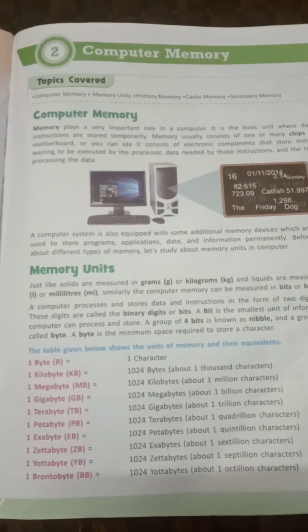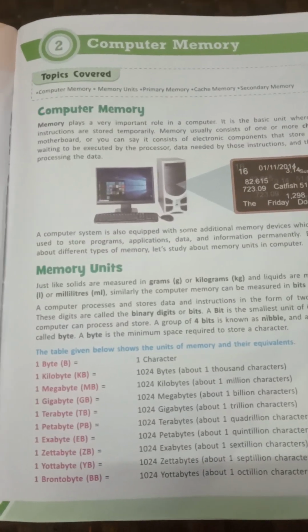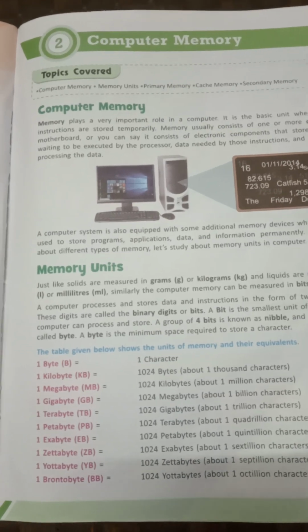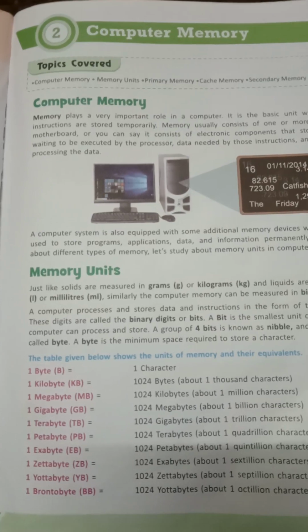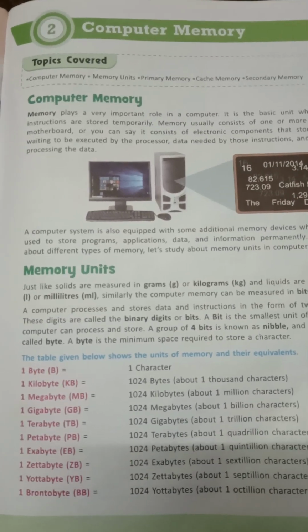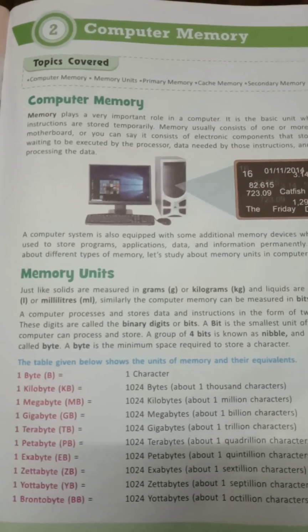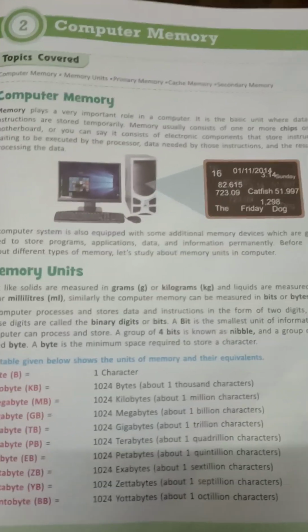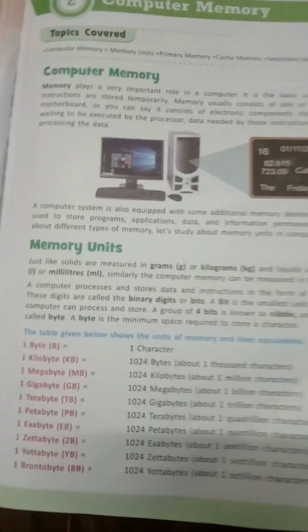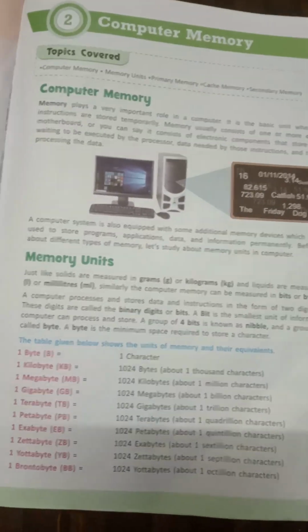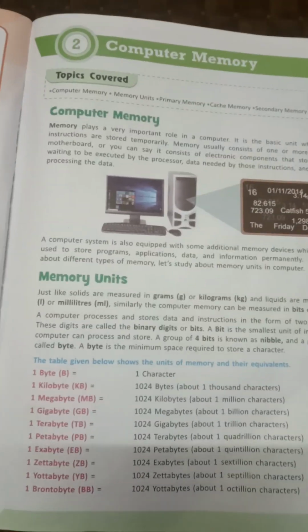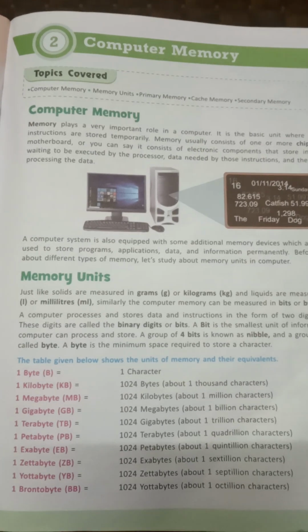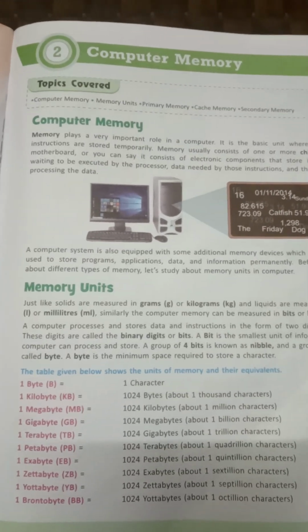Computer memory. Memory plays a very important role in a computer. It is the basic unit where data and instructions are stored temporarily. Memory usually consists of one or more chips on the motherboard, or you can say it consists of electronic components that store instructions waiting to be executed by the processor, data needed by those instructions, and the results of processing the data.